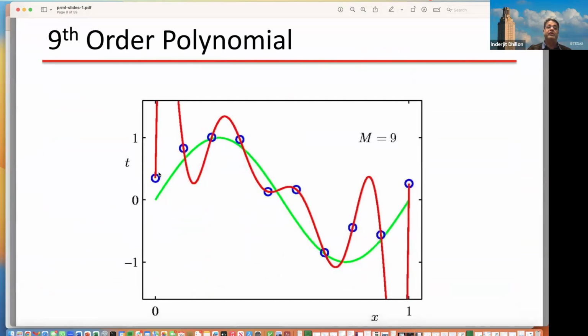Oh, and look at this fit. Now this red line is the fit. Now, anybody want to say whether this is a good fit or not? Yeah, that's terrible. So remember, our goal is prediction.